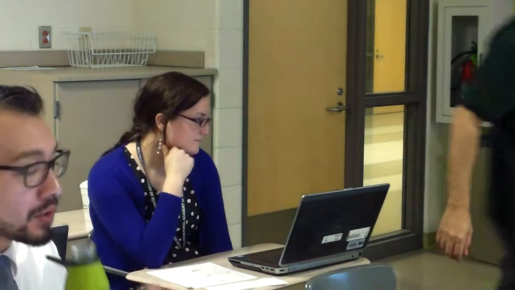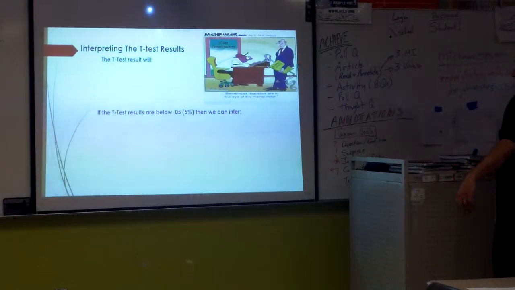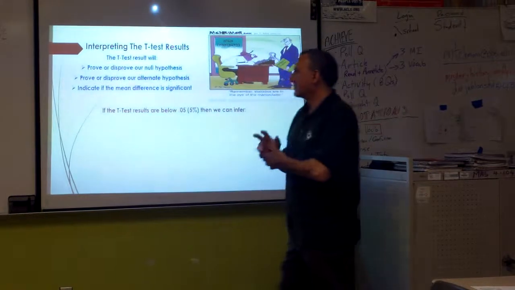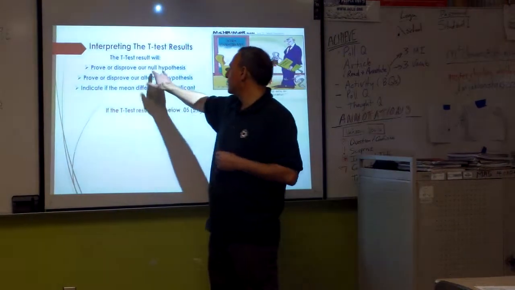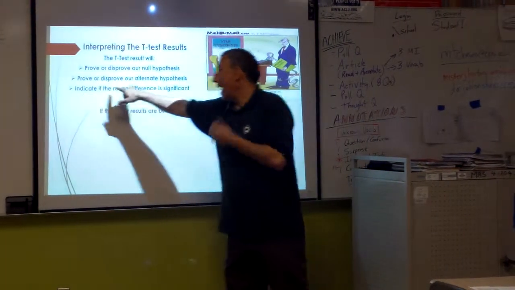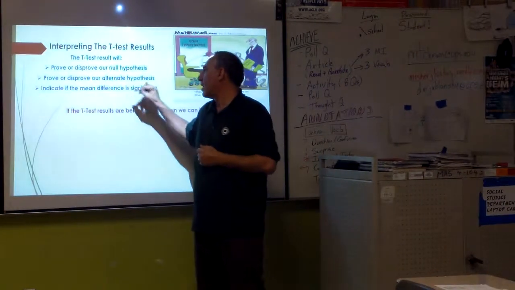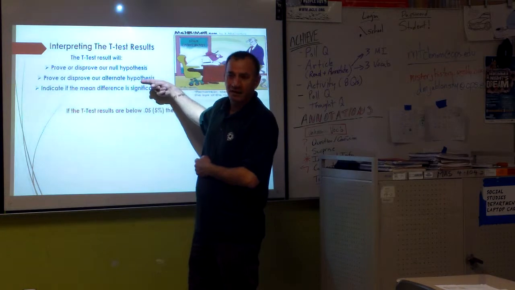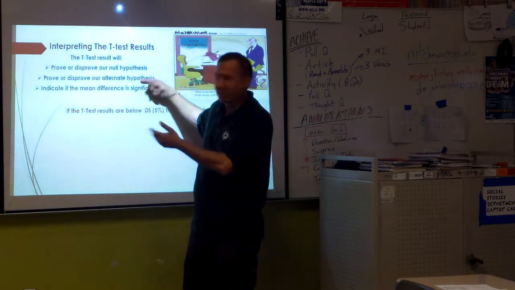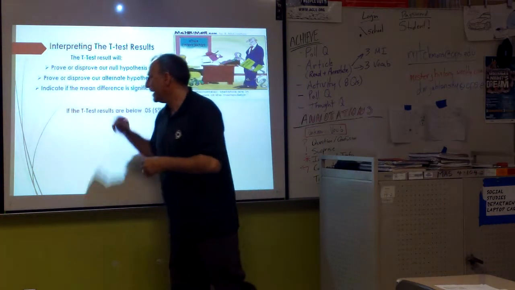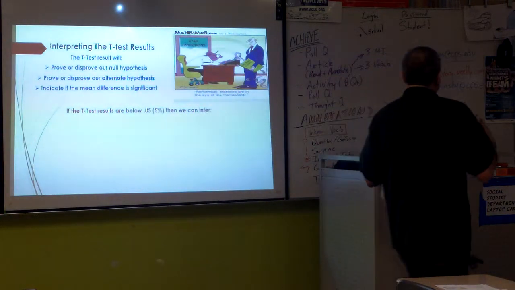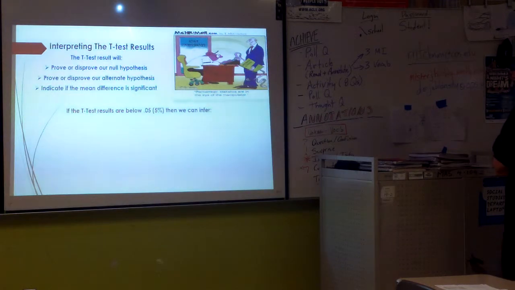Okay, so most of you received the number. What that number is used for is interpreting the data. The results from a t-test tell you three things. It proves or disproves a null hypothesis, and it disproves or proves an alternate hypothesis. If this fails, then it proves the other one to be accurate. And it also indicates the mean difference between your data. Is the mean difference a significant difference or not?